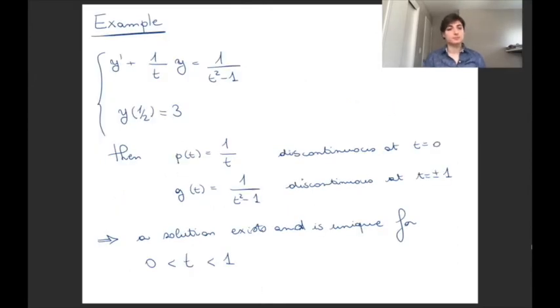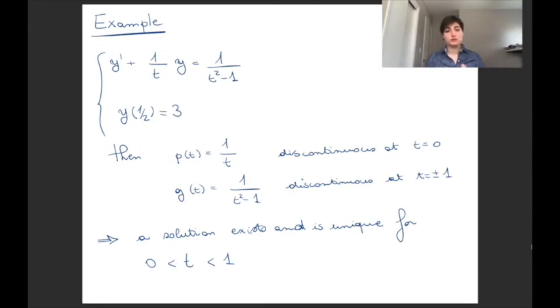Let's look at an example. We're looking at y prime plus 1 over t times y equals 1 over t squared minus 1. And we fix an initial condition at time equals 1/2. Then we look at p and g. In this case, p is equal to 1 over t. And we notice it's discontinuous at t equal to 0. And g of t is 1 over t squared minus 1, that is discontinuous at plus and minus 1. Discontinuous in the sense it tends to infinity, so we cannot go through it.